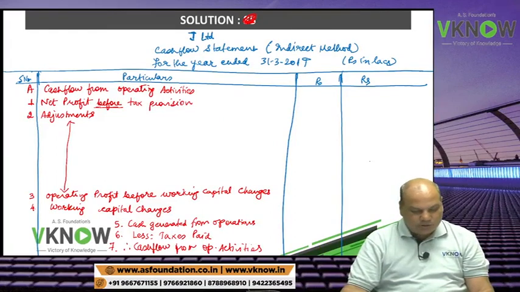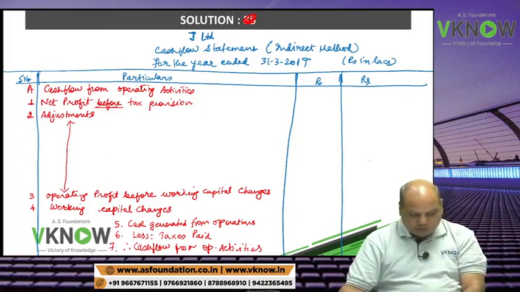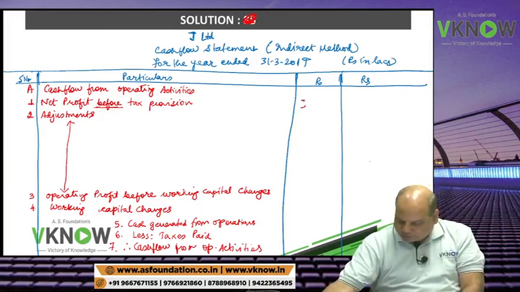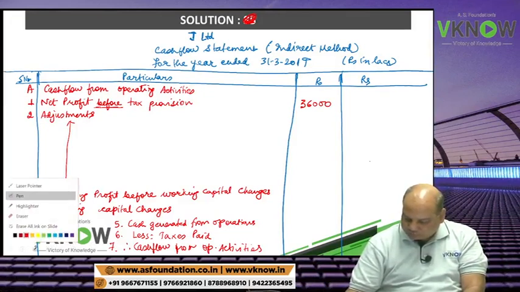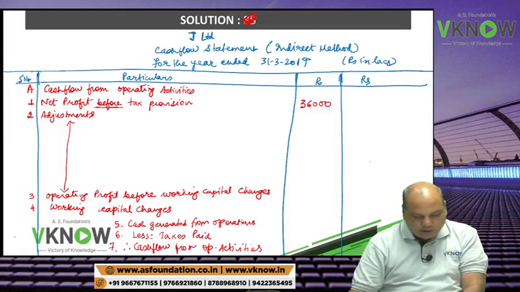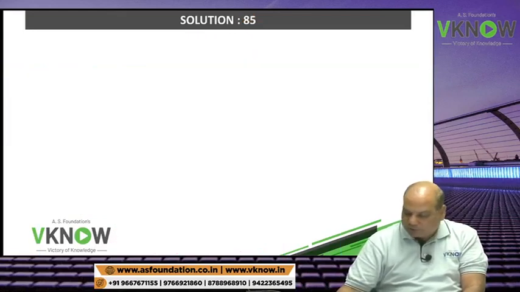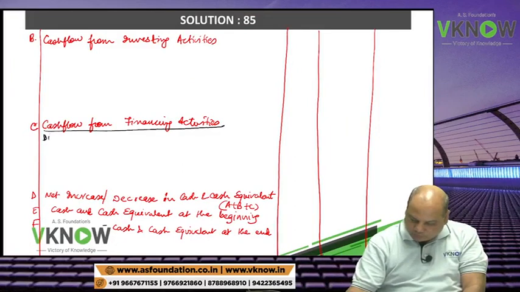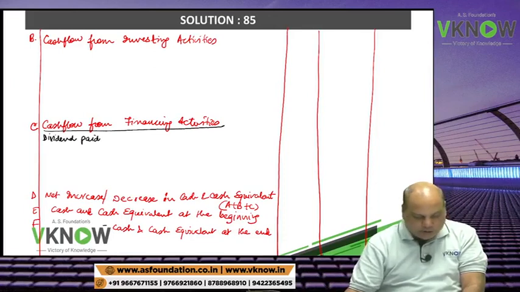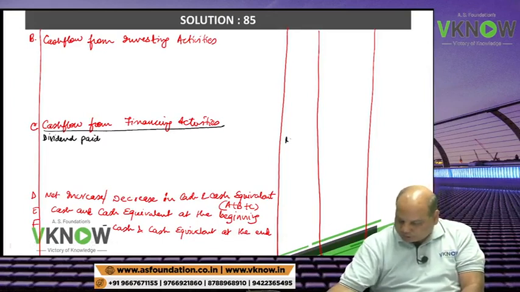So the question begins with net profit before tax provision. Write down here 36,000. Then dividend paid. Dividend paid is a financing activity, point number C. Dividend paid, everything in first column, 10,202 in bracket.